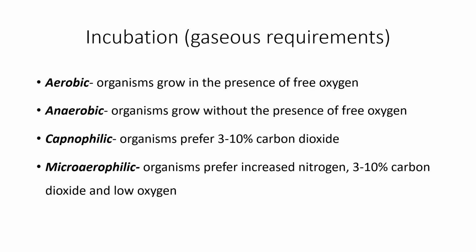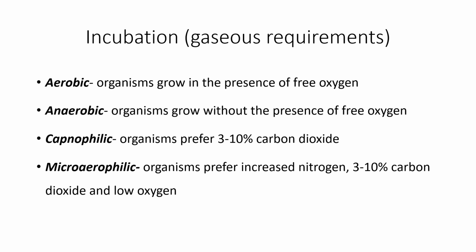When trying to culture our organism, we always have to be mindful of the gaseous requirements for each organism we're trying to culture. We've got organisms that are aerobic. These are organisms that grow in the presence of free oxygen. Some examples of aerobes would be Staphylococcus and Pseudomonas. We've got our anaerobic organisms, which are organisms that grow without the presence of free oxygen. And those would be things like Bacteroides or Clostridium.